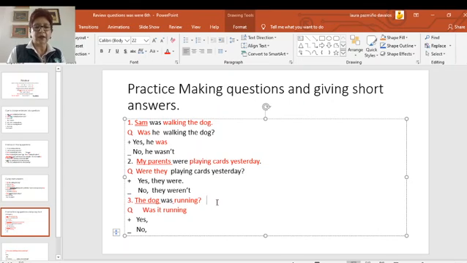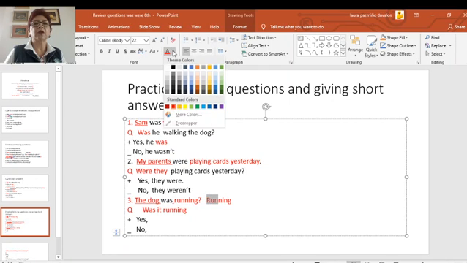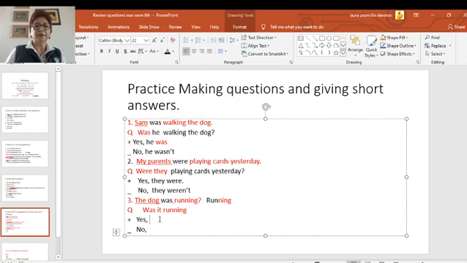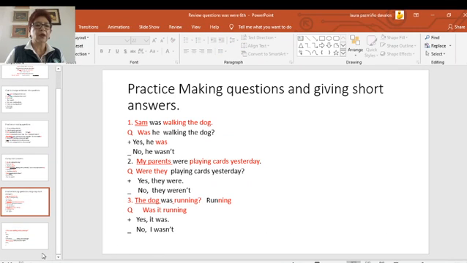La palabra es, el verbo es run. ¿Ok? Pero acuérdense que tiene consonante, vocal, consonante. Entonces, para aumentarle el ing, tenemos que aumentar una n, ing, running. Acuérdense de esta regla. ¿Ok? I want to just emphasize this. Okay, so, yes, what? Which pronoun for instead of dog? Yes, it was. Short answer, or no, it wasn't. Period. Okay, finish.